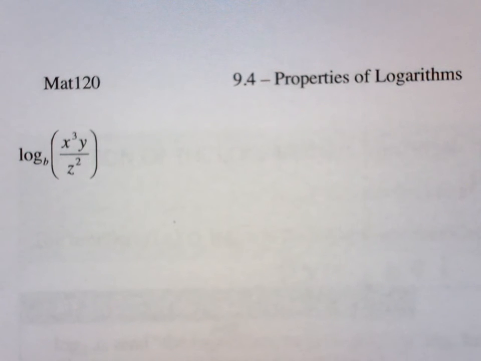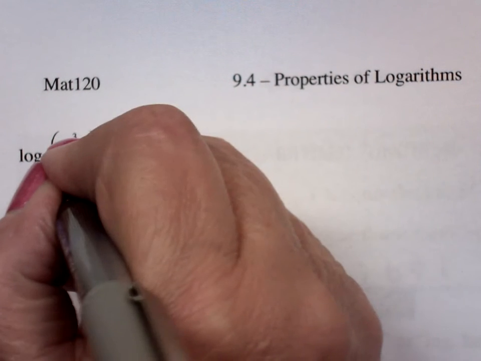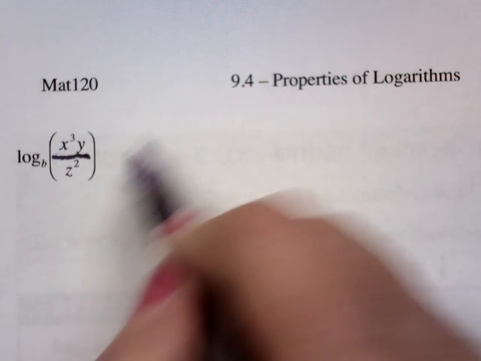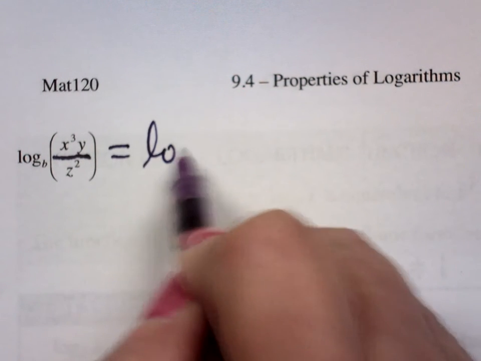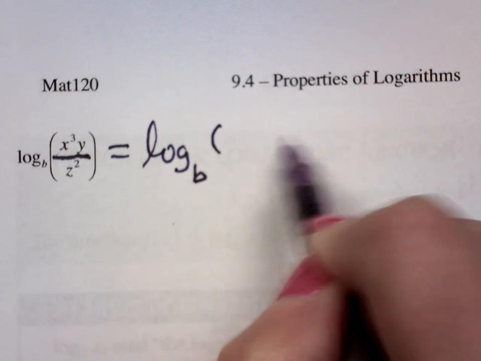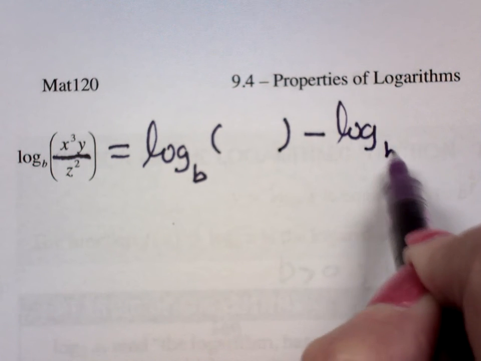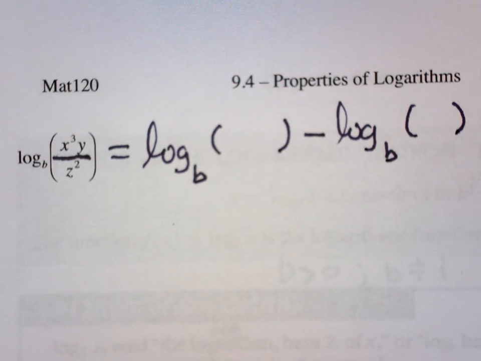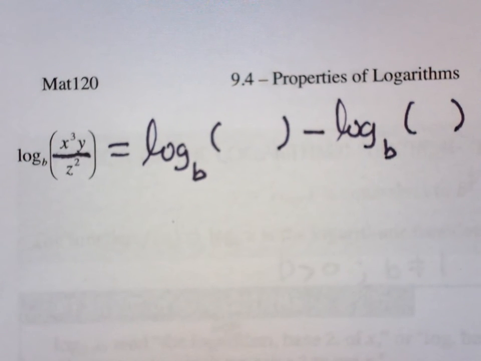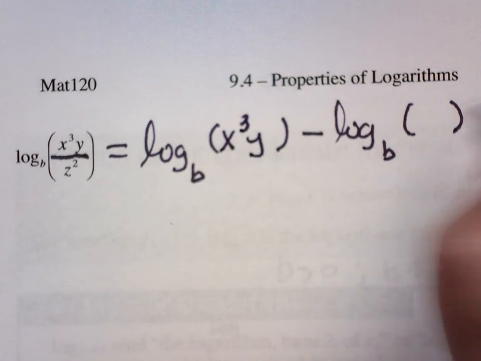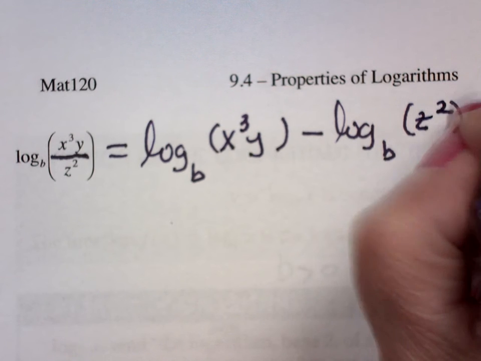The controller in this instance is that division bar. So you're going to go after this: it is log base b of the numerator subtract log base b of the denominator. That's what I think. So it's going to be numerator subtract denominator. Numerator is x cubed y and z squared.